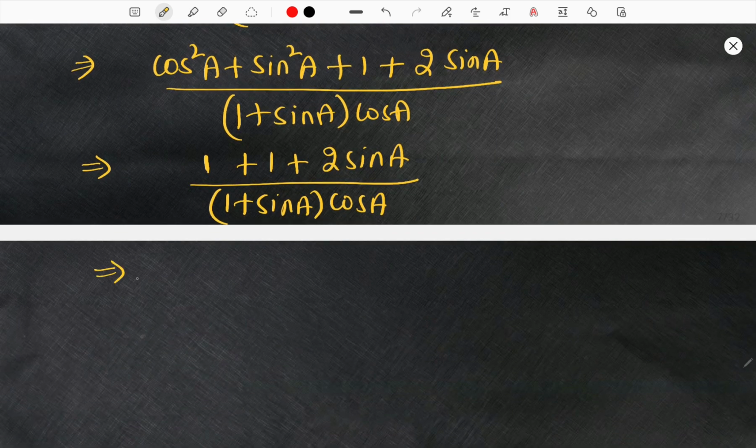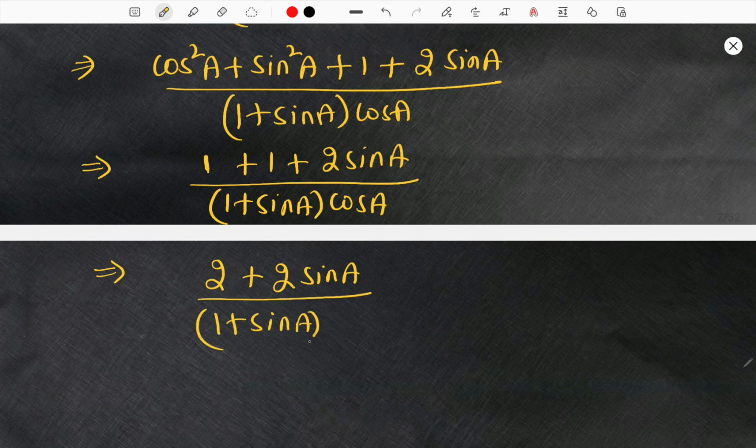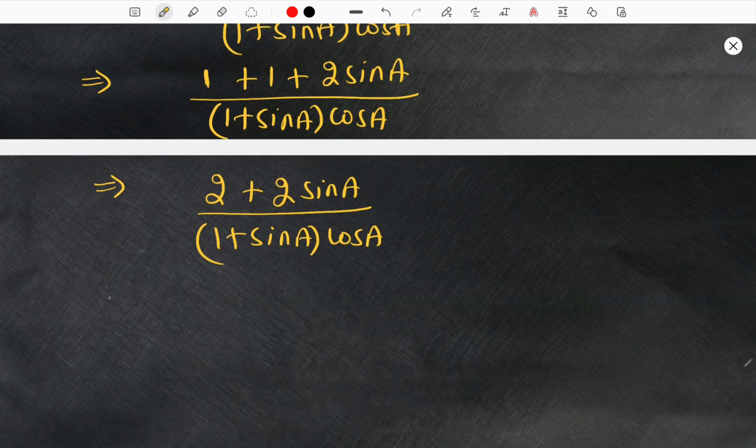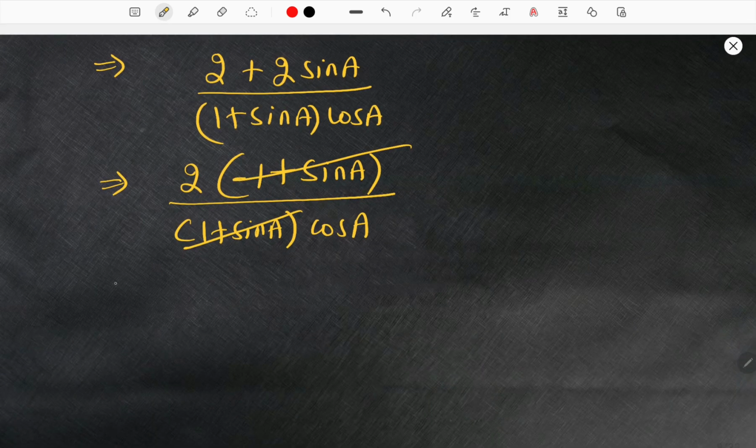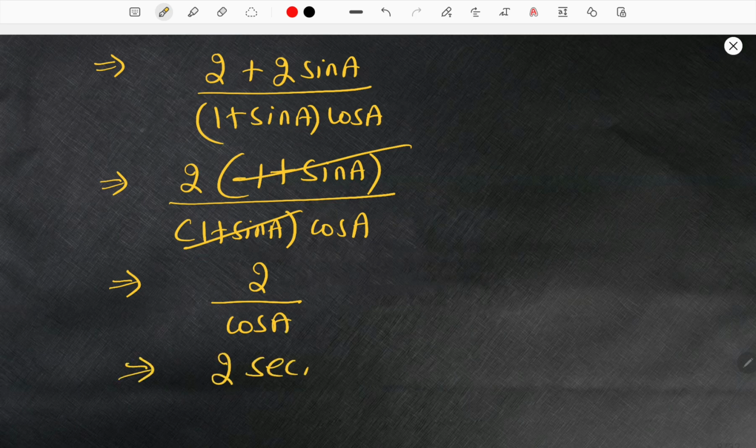Okay, so 1 plus 1 is what? 2. 2 plus 2 sine A divided by (1 plus sine A) into cos A. Alright, so in this numerator you can take 2 common. If you take 2 common, what remains inside? 1 plus sine A. Then divided by (1 plus sine A) into cos A. So this 1 plus sine A and 1 plus sine A get cancelled. What remains here is 2 divided by cos A. So 2 by cos A means 2 you will write, and 1 by cos A means what? Secant A. That's it, which is equal to RHS.